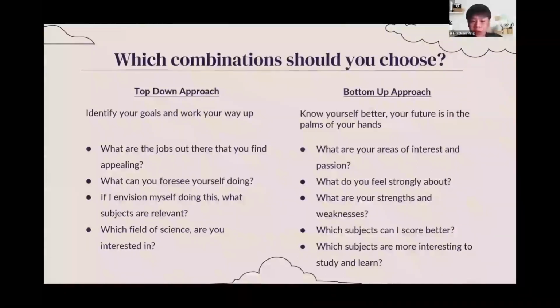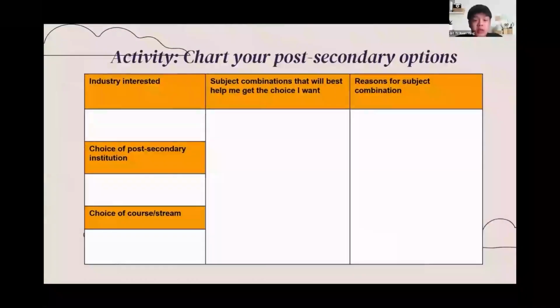Okay, so next, moving on to a short activity. Okay, parents, if you are now together with your child, it'll be good if you can do this together with them, right? So this is a very simple exercise to help the students visualize what they want. Okay, help them to reinforce what they like, so that you can better make a decision. Okay, so this is just a template for you to fill out. You have to fill in what's the industry interested, what is their current choice of post-secondary institution, and then followed by your choice of course, the stream. Okay, the subject combinations that will best help me get the choice I want, and the reasons for choosing this certain subject combination.